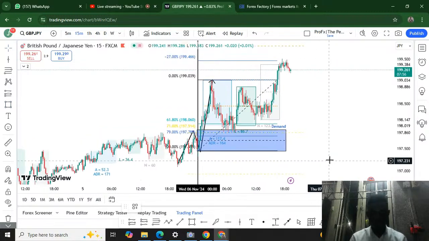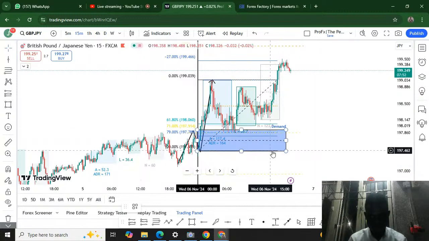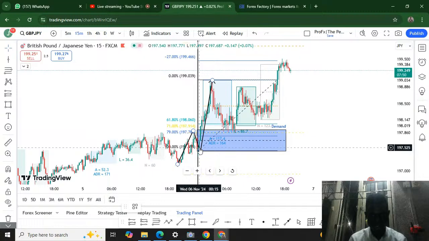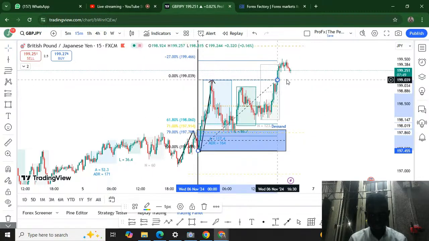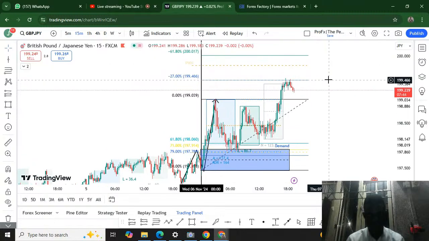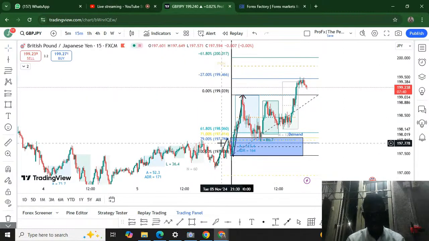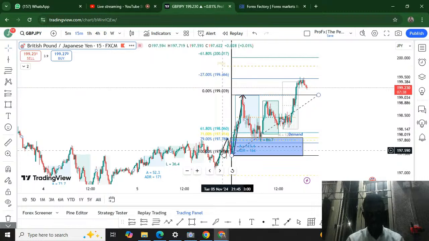Okay, perfect. Very simple and straightforward. No stress. So this is GBP JPY today, and price just tapped into our 27% for take profits. So let me send this to the group now. This is today's price action on GBP JPY.